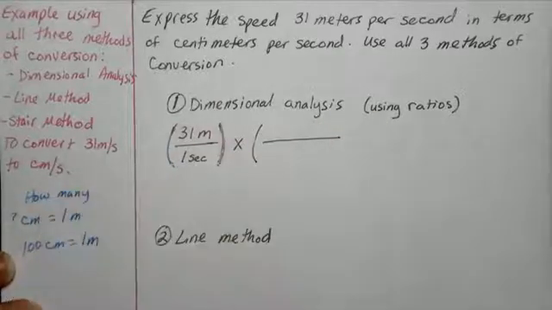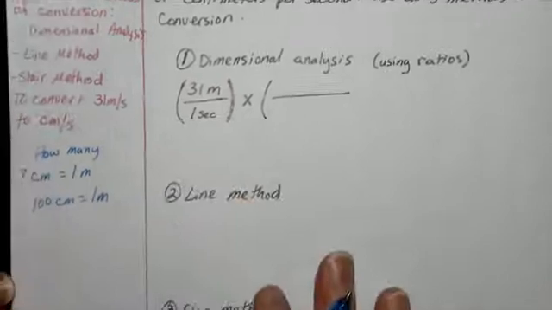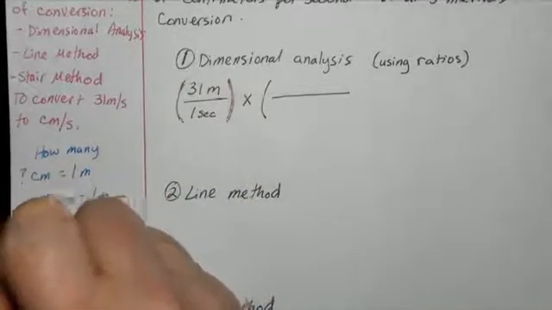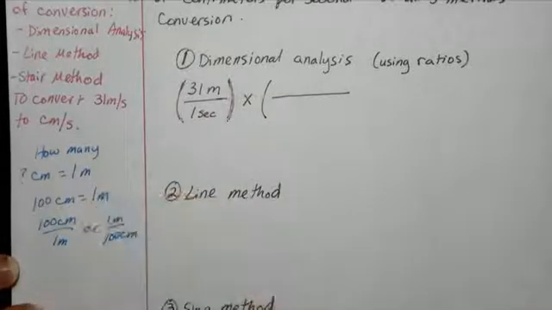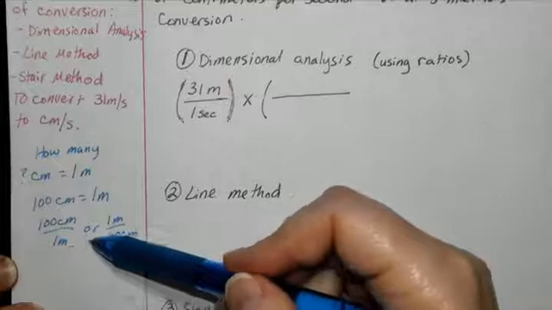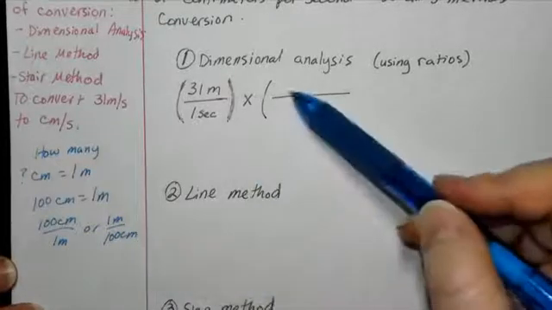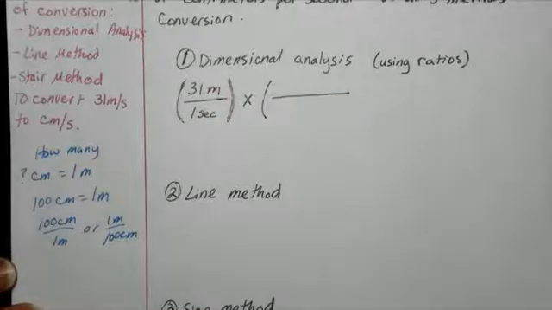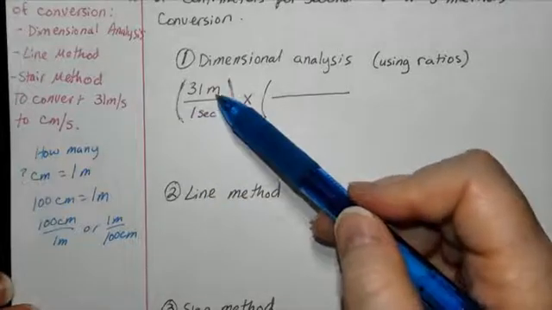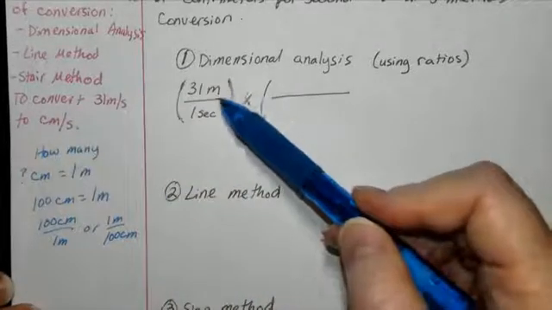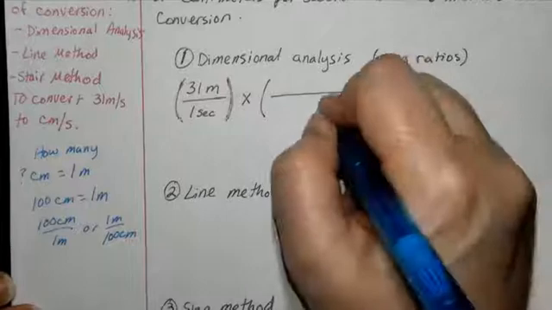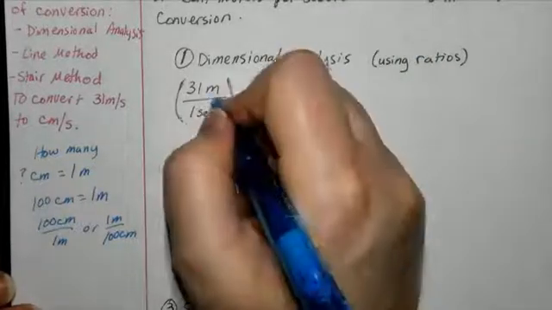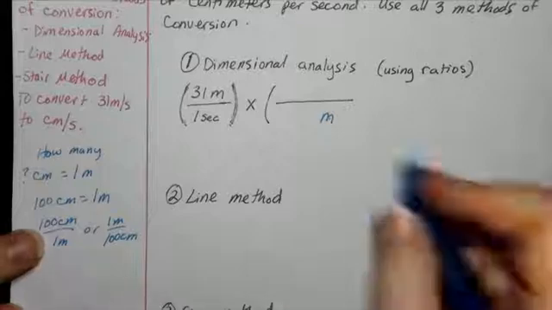Centimeters equals 1 meter. So our ratios could be either 100 cm per 1 m or 1 meter per 100 cm. So 100 centimeters per 1 meter or 1 meter per 100 centimeters. Which one should I use? What unit am I trying to cancel out? Well, I'm trying to make meters into centimeters. So I want to get rid of these meters. So I need to put something here that can get rid of it, which means I need to put my meters on the bottom, which means I have to use this ratio right here.